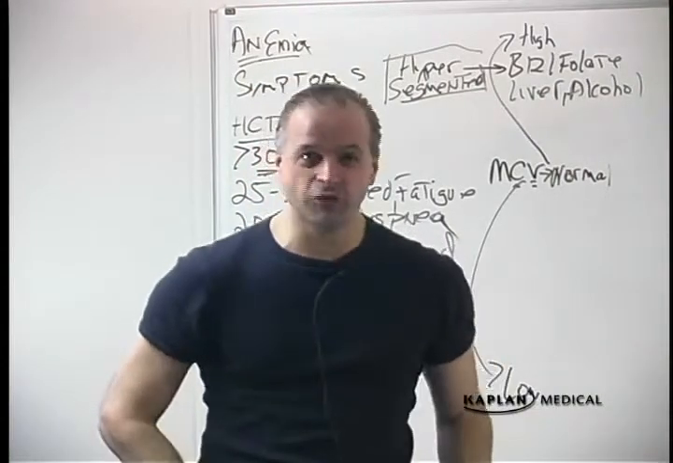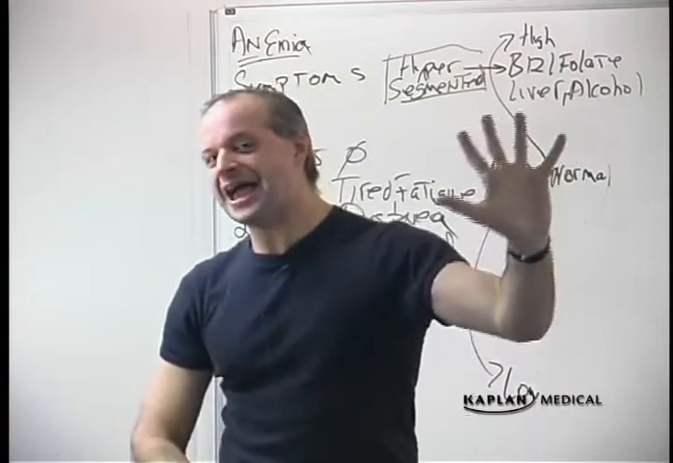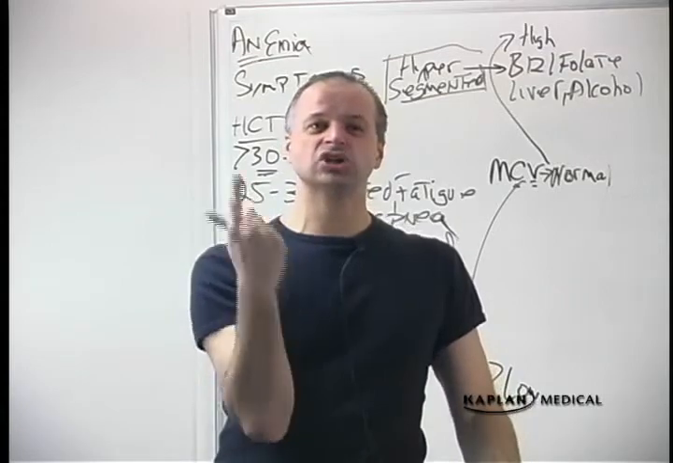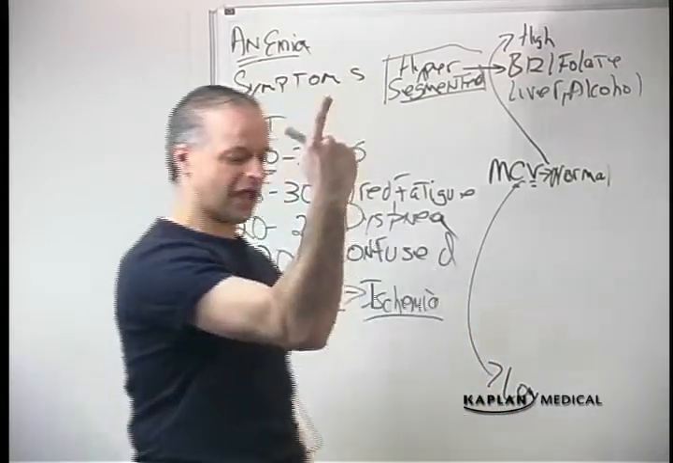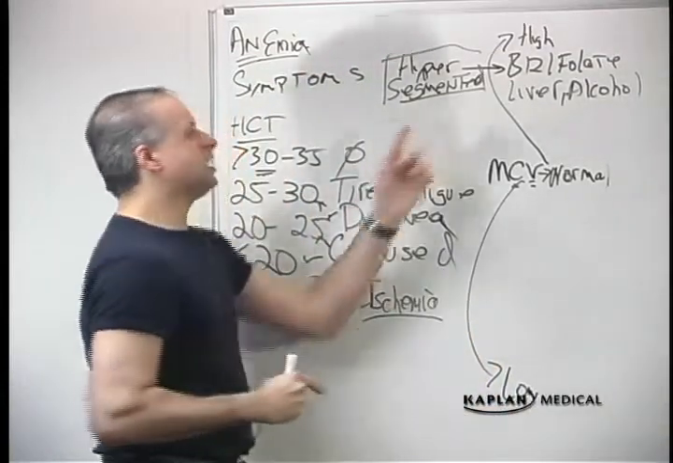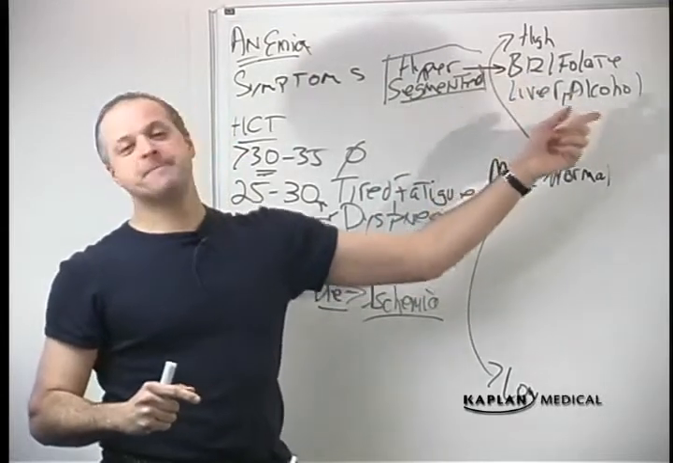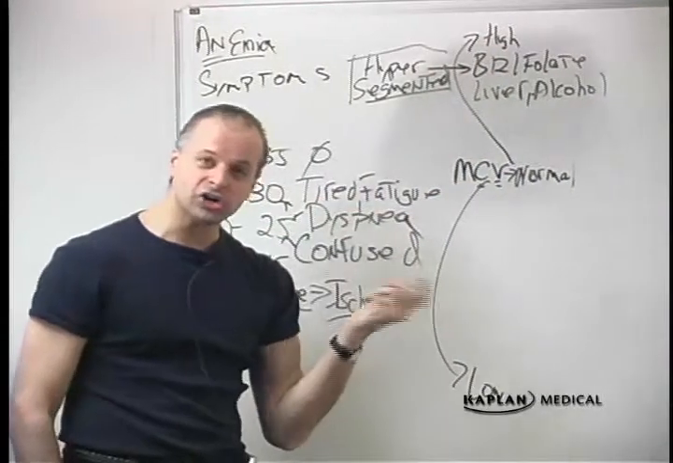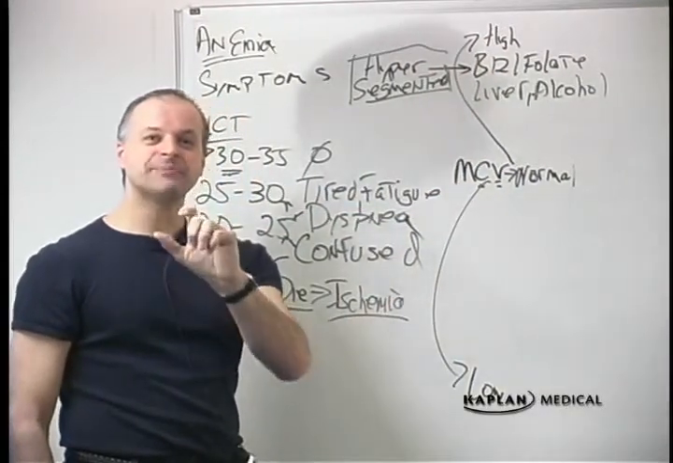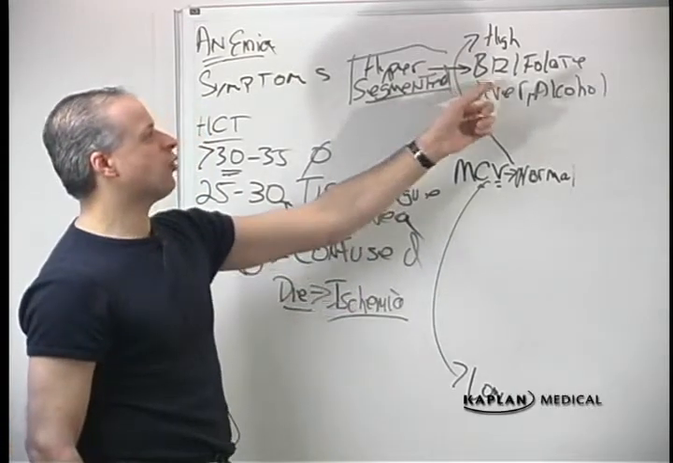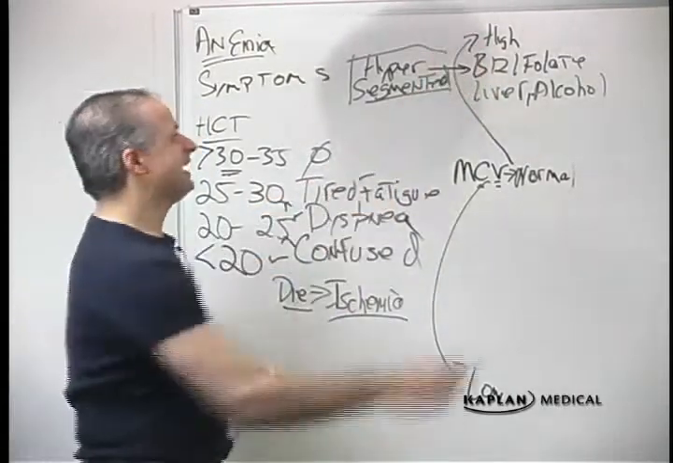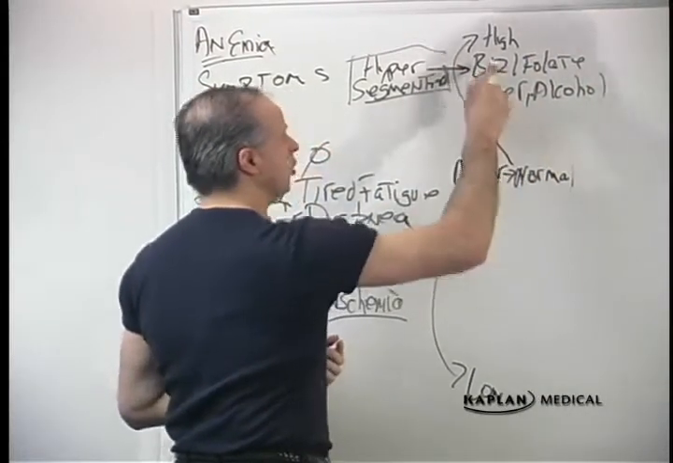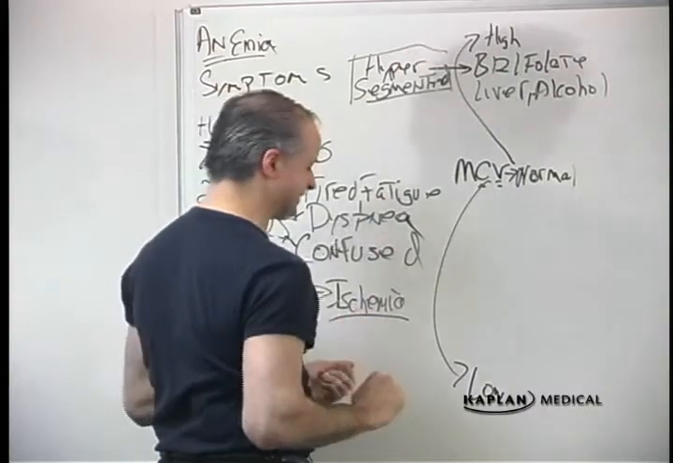An average above 4, you're hypersegmented. Greater than 5% above 5 lobes, you're hypersegmented. One 6-lobed neutrophil means that you have megaloblastic anemia. Now, the difference between megaloblastic and macrocytic is that macrocytic just means a large volume, but hypersegmented means that you have more lobes in those nuclei. These are megaloblastic, these are macrocytic, all of them, but only B12 and folate is megaloblastic.